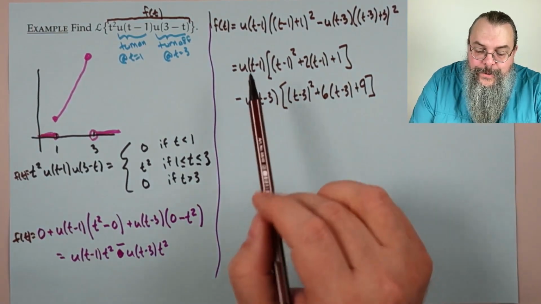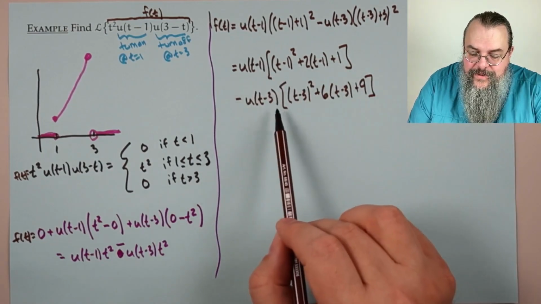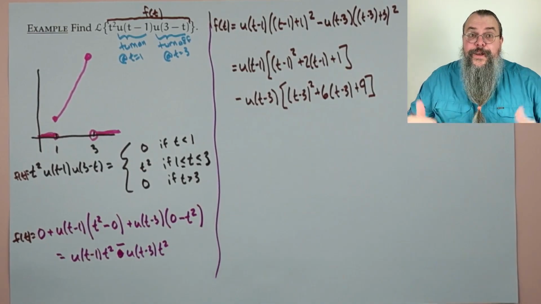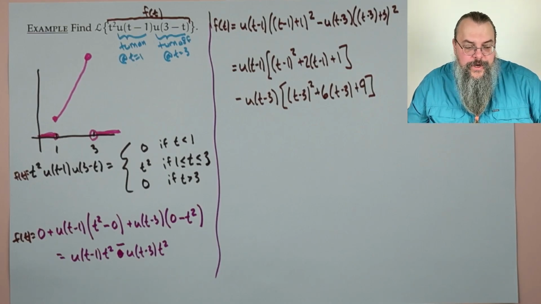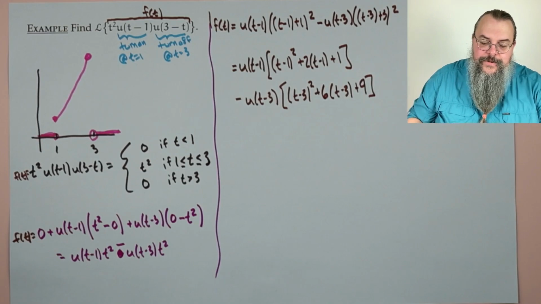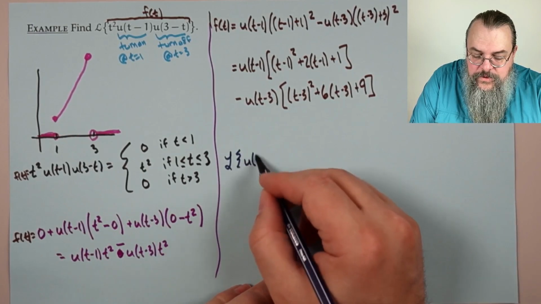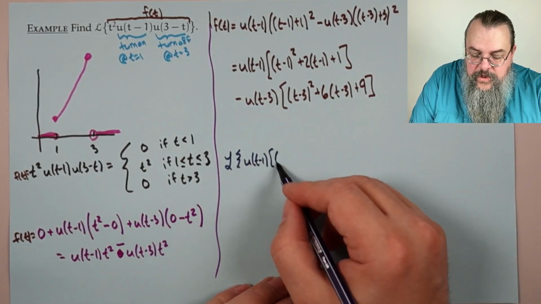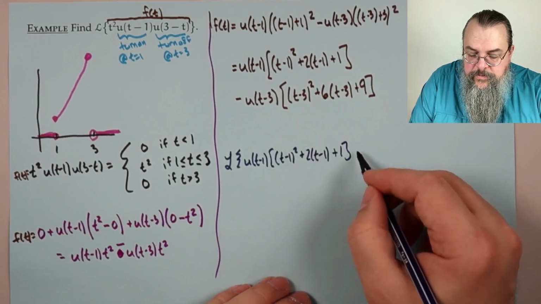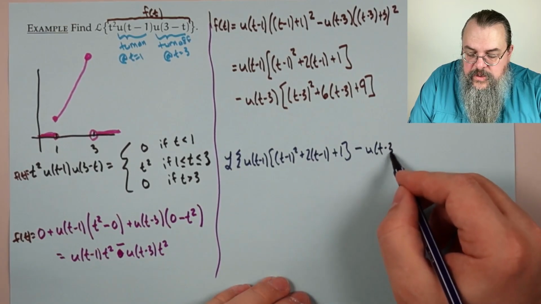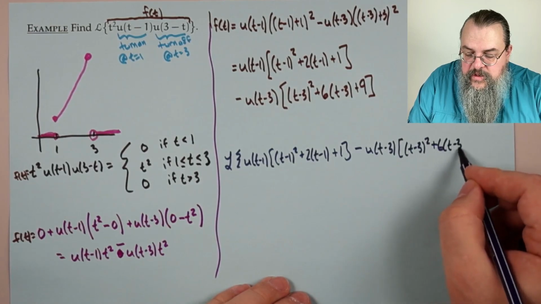Actually, we're good, right? We've got our u of t minus a, f of t minus a, and there's another u of t minus a, and again, f of t minus a. So we're ready to go. Well, we've worked hard. We should at some point actually get to do a Laplace transform on this problem. So we're going to take the Laplace transform of u of t minus 1 times (t minus 1) squared plus 2(t minus 1) plus 1, subtract u of t minus 3 times (t minus 3) squared plus 6(t minus 3) plus 9.